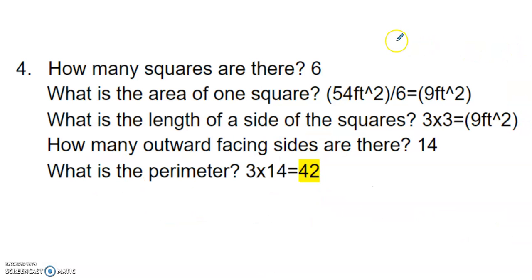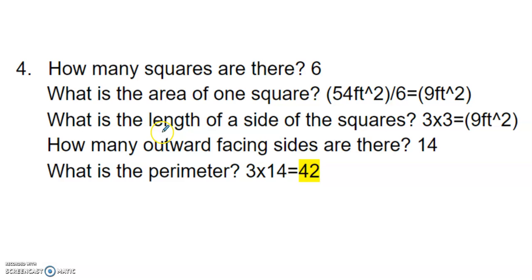And then here's somebody's response for number 4. Notice they typed theirs up in a Google Doc, which is a fine way to do your homework if it works for you. And then you can see each one of their steps here. Their first was how many squares are there? There were 6 squares, so first step is just counting them up. What's the area of 1 square? Well, he took the total area divided by the number of squares to get 9 square feet. Next, what is the length of a side of the squares? Well, to make 9 square feet, he said that needs to be a 3 by 3 squared. So the length of a side is 3.